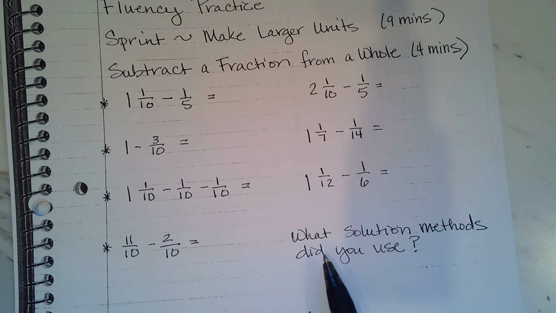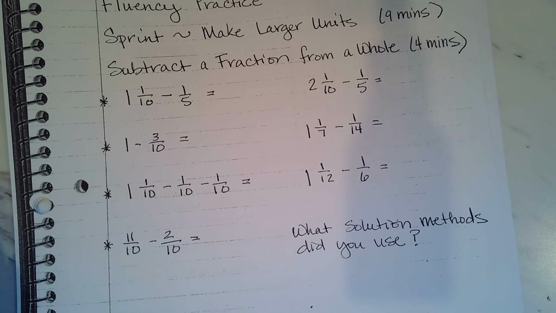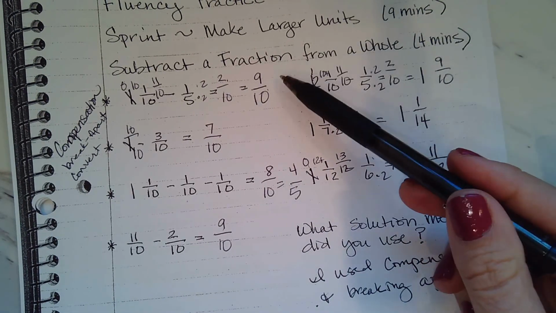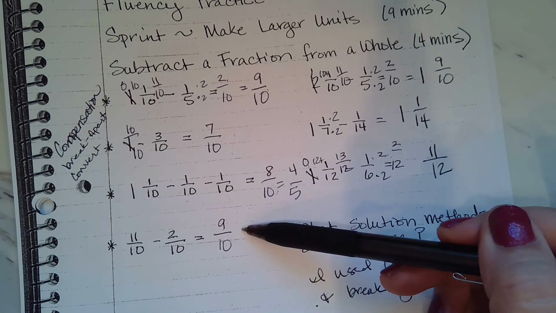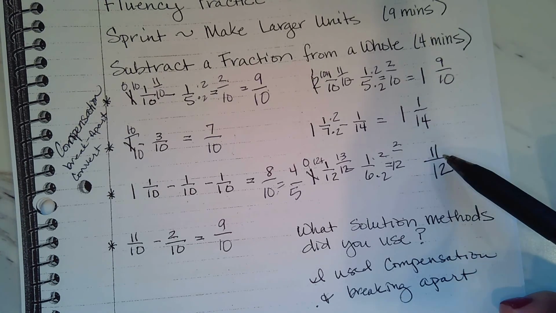And then remember, what solution methods did you use? Like how did you attack these problems? Did you just use the standard algorithm and stack the problems on top of each other? What did you do personally in order to solve these in 4 minutes? So that's what you're going to write down right here. Go ahead and go. Come back and check your work. All right. So let's check your work. Did you get 9/10, 7/10, 8/10 or 4/5, 9/10, 1 9/10, 1 1/14, and 11/12?